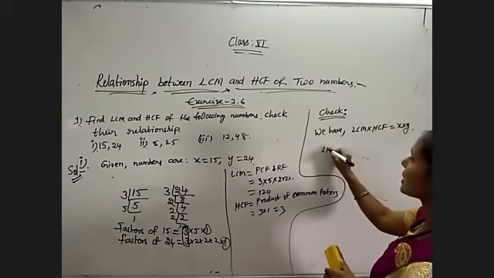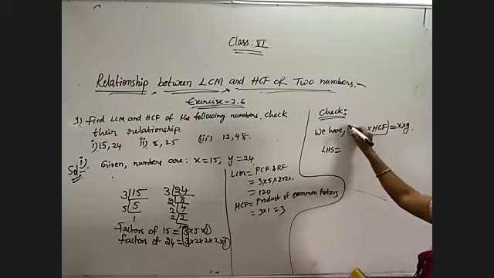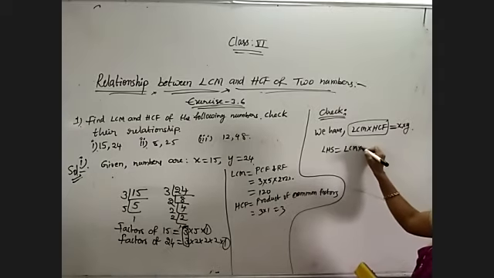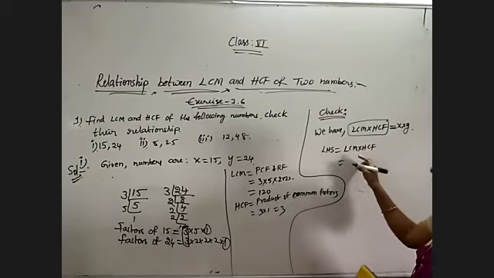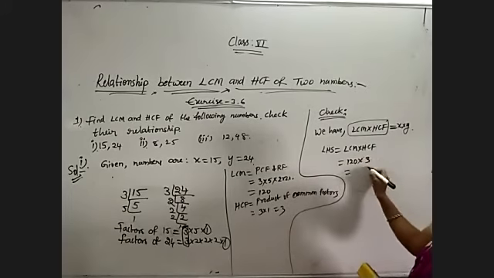So take the LHS of that equation. LHS means before the equal to, whatever we have, that one is LHS. So that is LCM into HCF. LCM of the given numbers is 120, HCF of the given numbers is 3. So 12 3s are 36, 360.